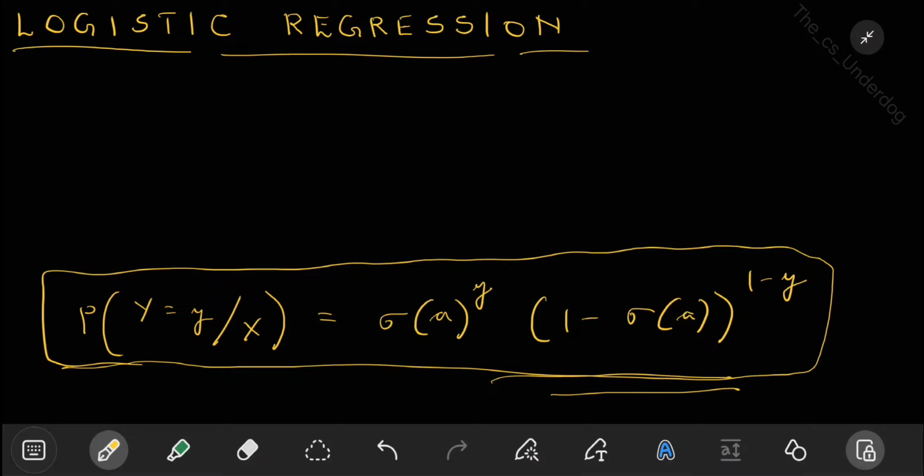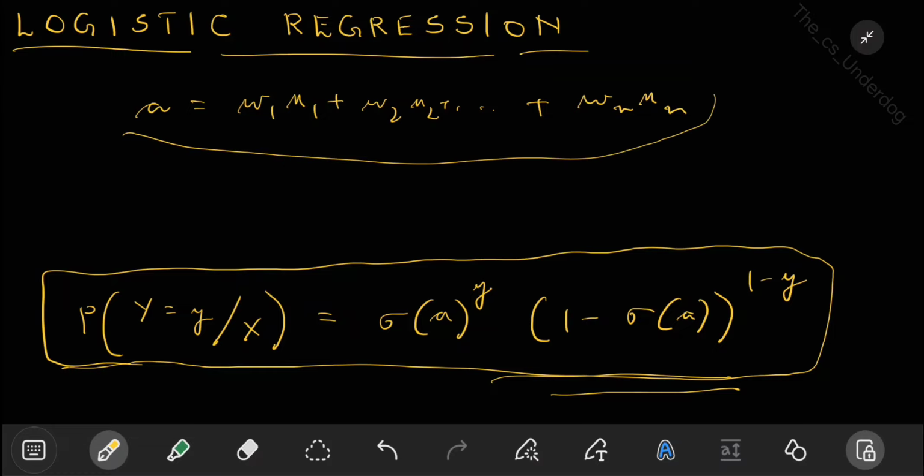What do you want to find? W's. Because if you know W, you already know the value of X, which is the input. So if you know W, you can find W1 X1 plus W2 X2 plus up to Wn Xn, right? This value you can find because X is your input: X1, X2, X3, all these are there in your input. W's are your coefficients.